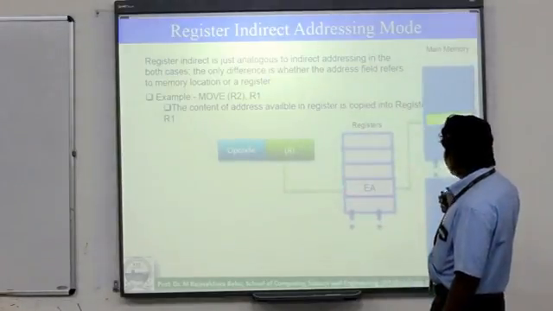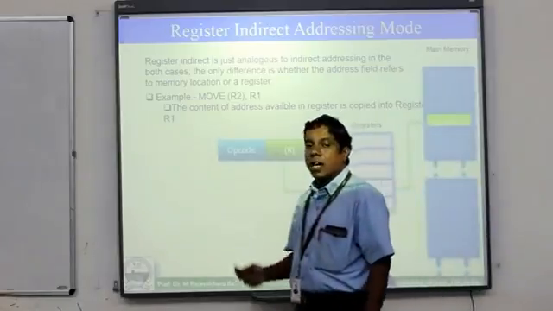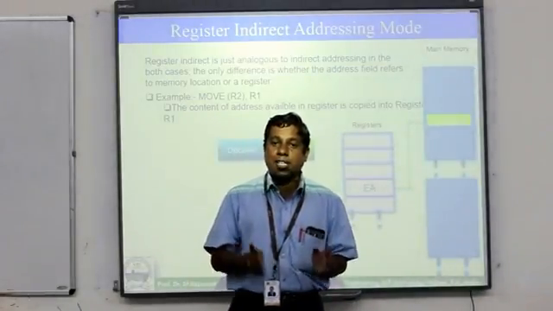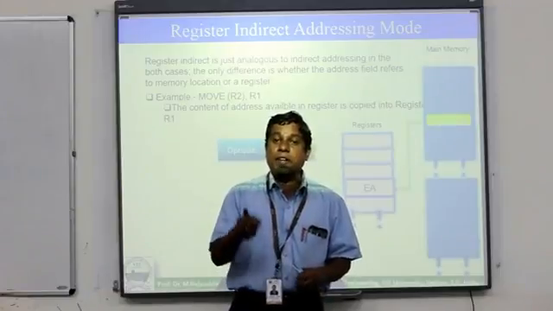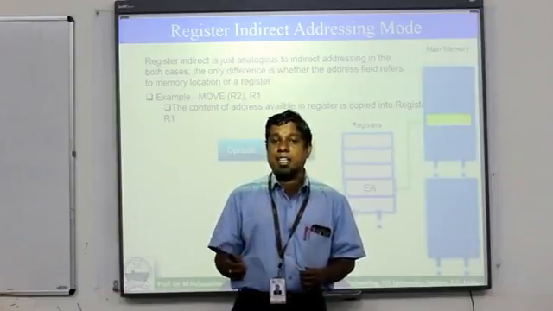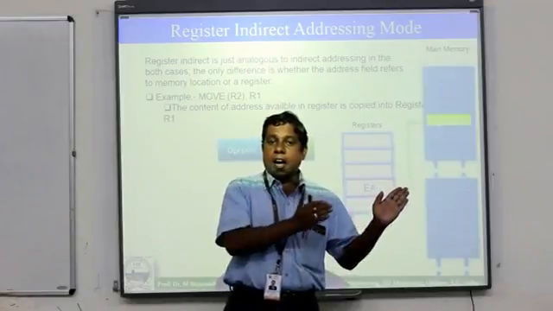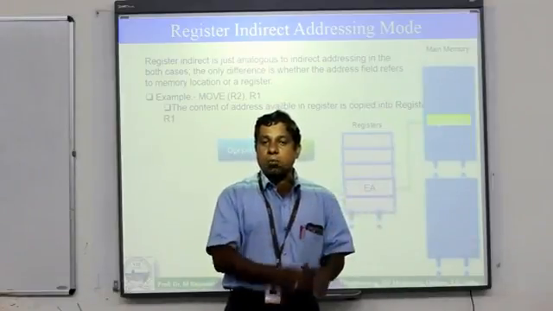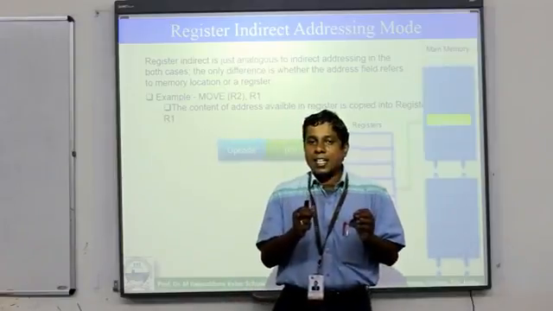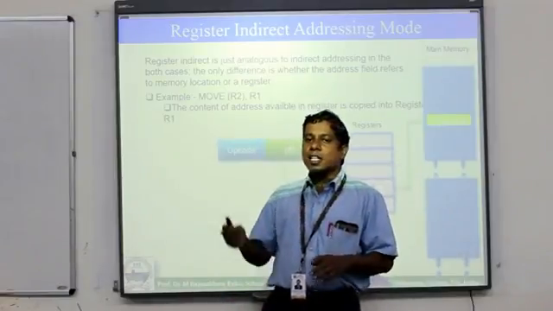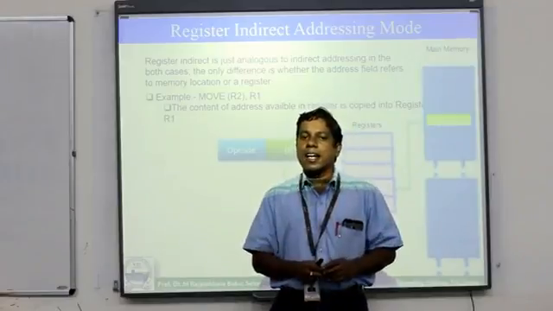So only one memory cycle is used here, in the main memory access. If you want to cut down the number of memory accesses, you can think of the register indirect addressing mode. This is the advantage against the indirect addressing mode. Register direct addressing mode is the same as the direct addressing mode, and register indirect addressing mode is similar to the indirect addressing mode.